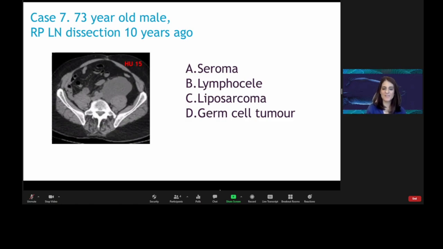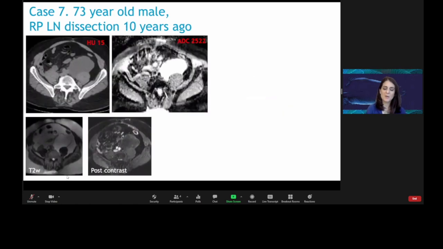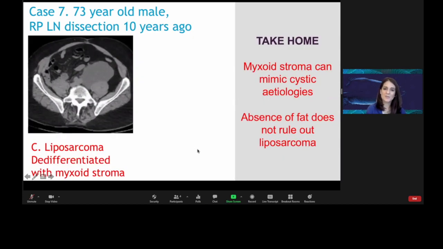Mainly B, lymphocele. I completely get that answer. It really does look like a fluid containing lesion. I was just a bit suspicious. So actually we did an MRI, and you'll see the ADC also looks like it's a fluid containing lesion. But the T2 isn't quite as bright as the CSF, and there's some septations which enhance. So actually we opted to do a biopsy, and this was a liposarcoma.